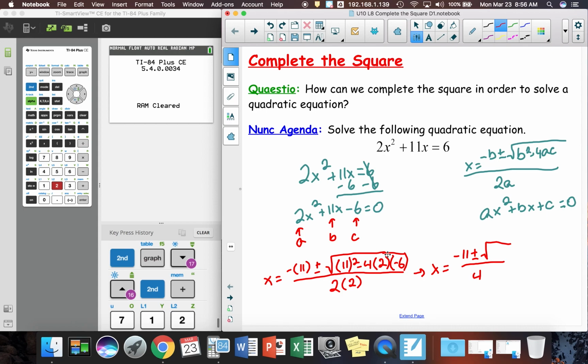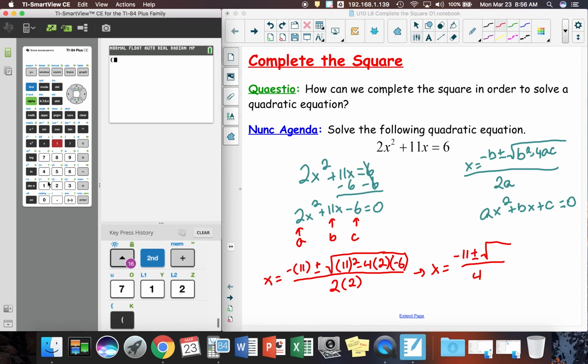Now everything inside the radical we can actually type into the calculator. If you want to do mental math, go for it. But I'm going to type this into the calculator. So I'm going to type it in exactly how I see without the square roots. So I'll have parentheses, 11 squared minus 4 times 2 times negative 6.